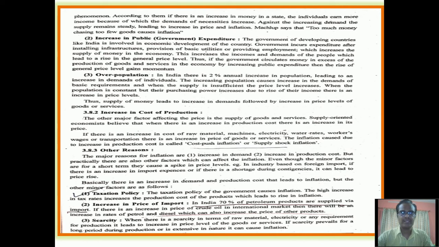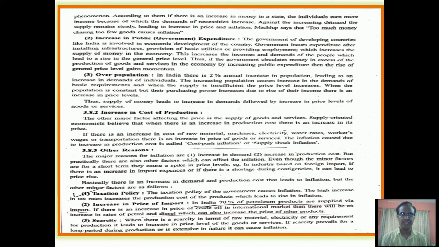Now other reasons are also there. Increase in demand and increase in production costs are the main reasons, but there are 3 points other than these 2 points. It is called taxation policy. The taxation policy of the government causes inflation. A high increase in the tax rate leads to high prices in the market, and the product will rise in price. So it is inflation.